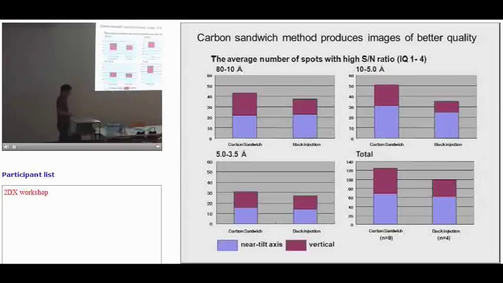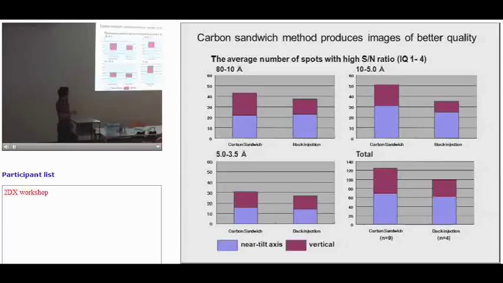This is the comparison of the average number of spots with high signal to noise ratio according to the resolution. Here, near tilt axis indicates the number of spots in the area near the tilt axis. Vertically indicates the spots in the area perpendicular to the tilt axis. Notice that carbon sandwich gave more good quality spots than back injection method in all the range of resolution.